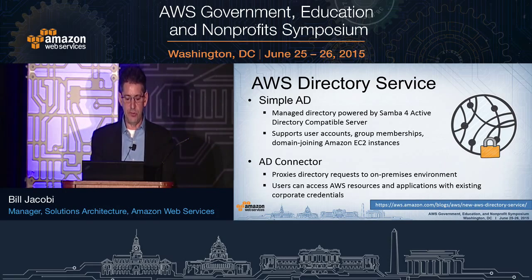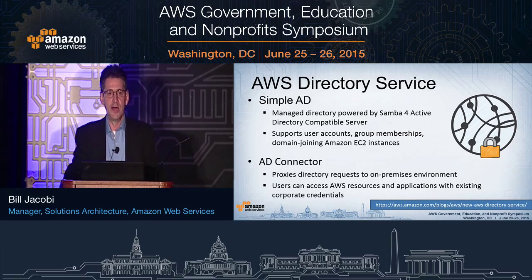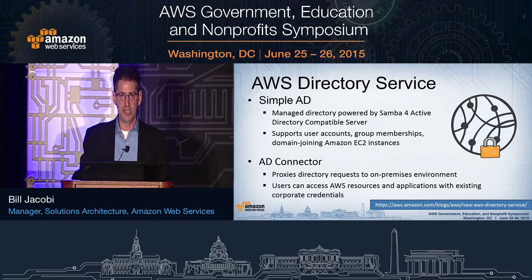Before I get too deep into Active Directory as provided by Microsoft, we announced the AWS Directory Service at re:Invent in November last year. The AWS Directory Service provides essentially two things, what we call Simple AD and what we call the AD Connector. Simple AD is provided by essentially an AD clone based on the Samba 4 open source technology, and it provides a compatible directory server to Microsoft Active Directory domain controllers. It supports user accounts, group memberships, and domain joining EC2 instances.